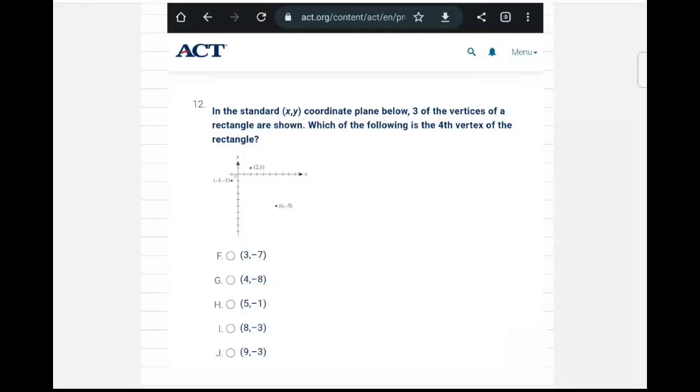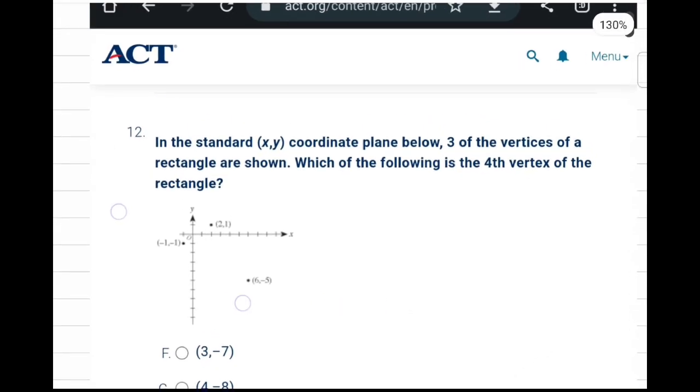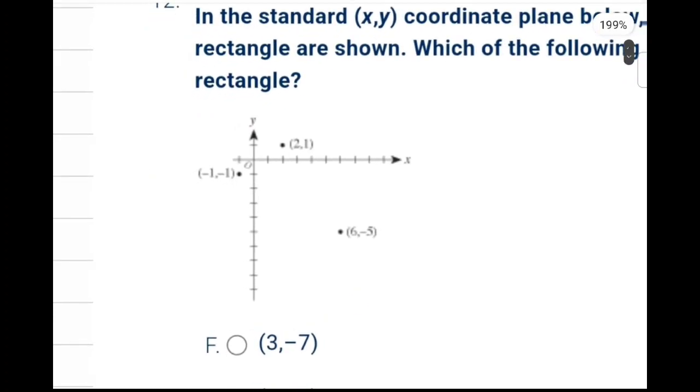Today we have an interesting problem to solve involving a rectangle in the xy coordinate plane. We are given in the question three coordinates, or three vertices, of the rectangle.